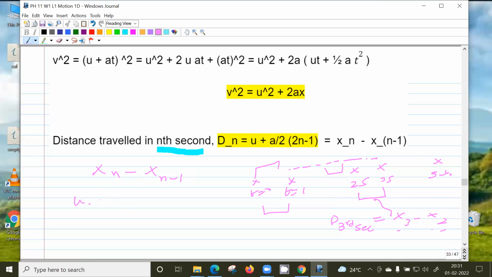Okay, so x_n is u into time t plus half a t square, n square, minus u into n minus 1 plus half a into n minus 1 square. Okay, so u and u will cancel, so there will be some u, that's what has come here, u, and then half n square and half n square will cancel, so the cross term 2n. Okay, 2n, and then half I kept it outside, so it is 2n here, and then 1 here, minus n is here, so it's minus 1. Right? So, yes, this formula you will remember, or? I know it. Okay.